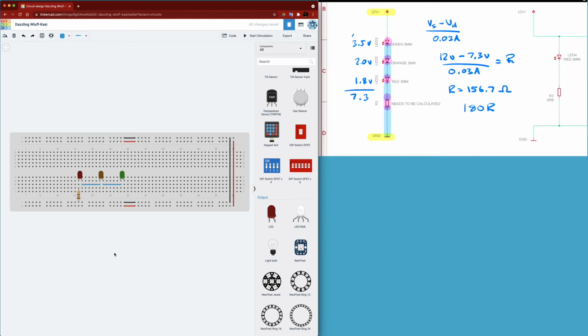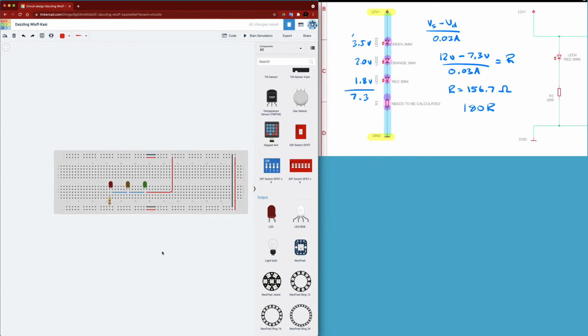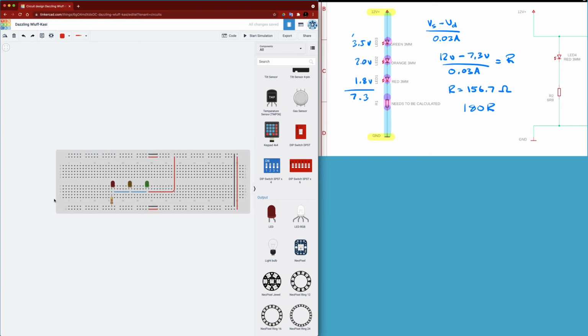Now we have one final connection to make, and that is to take the positive leg of the green LED up to the positive rail. So any wire that is connected up to the positive rail should be red in color, so I'll switch that to red, and I will just swing this up and over to the positive rail there. And that completes the circuit, and the only thing we need to do now is bring in some power.